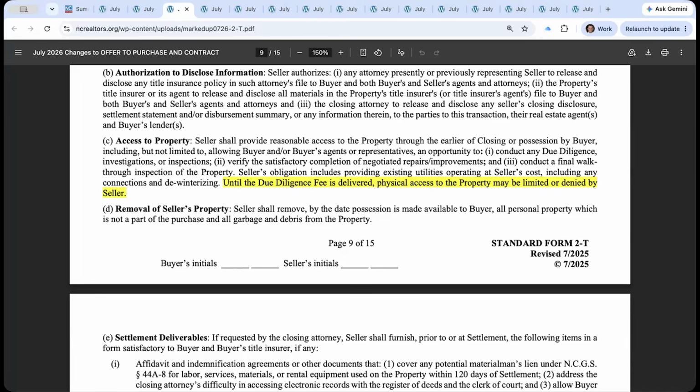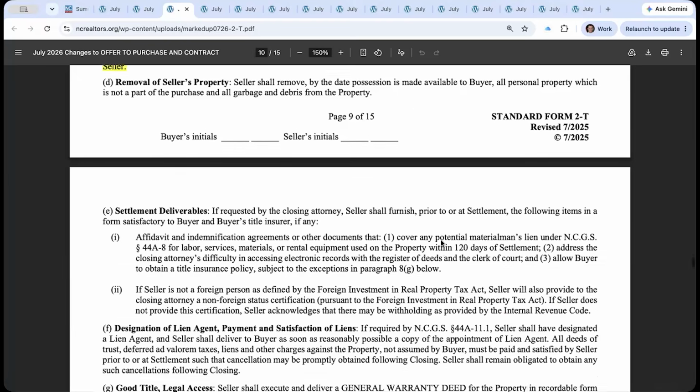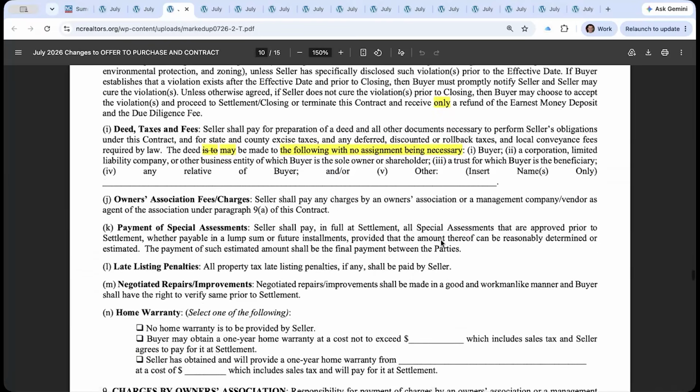It's just making it clear that the buyer can do other kinds of due diligence, and if they want to investigate other parts of the property, fine. But as far as getting into the property, physical access, that's something that the seller would be able to say, no, no, no. You need to pay the due diligence fee before I'm going to give you access to the property. All right, moving on down.